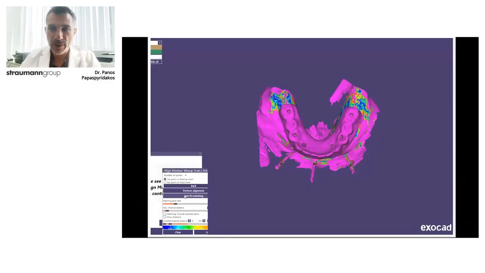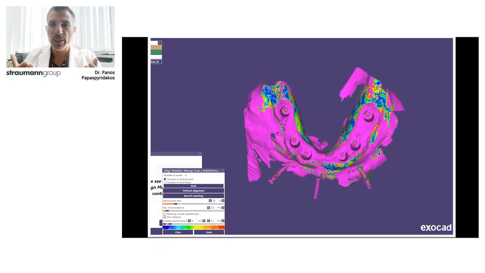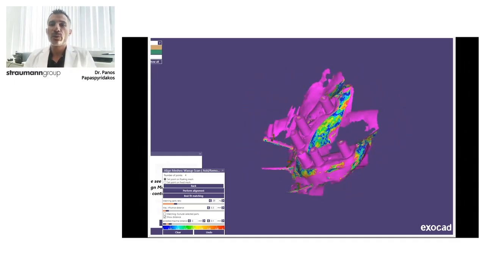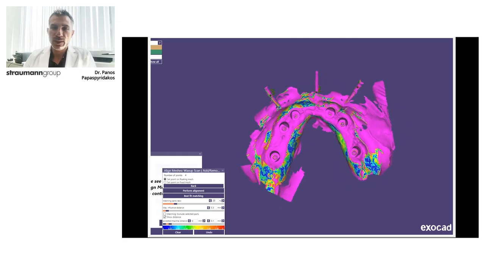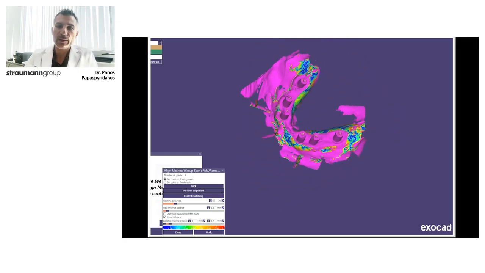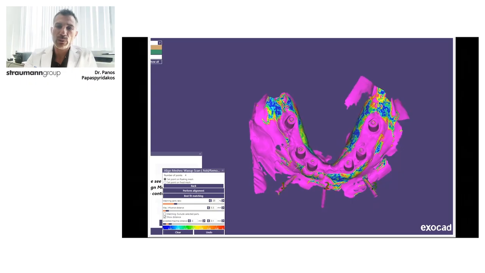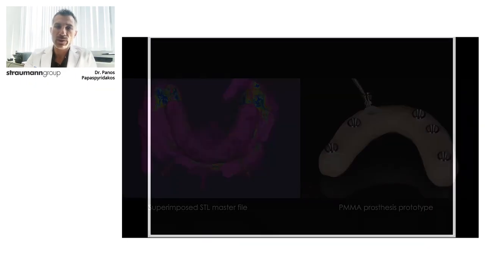This master STL file has all the information regarding tooth position, midline, aesthetic plane, occlusal plane, buccal corridors, implant 3-dimensional position. So everything is here. And this can be used for the fabrication of the prosthesis prototype, as I showed you earlier for the maxilla. Here are the files in the CAD software. In this case, we used exocad, but any software can be used for this process.